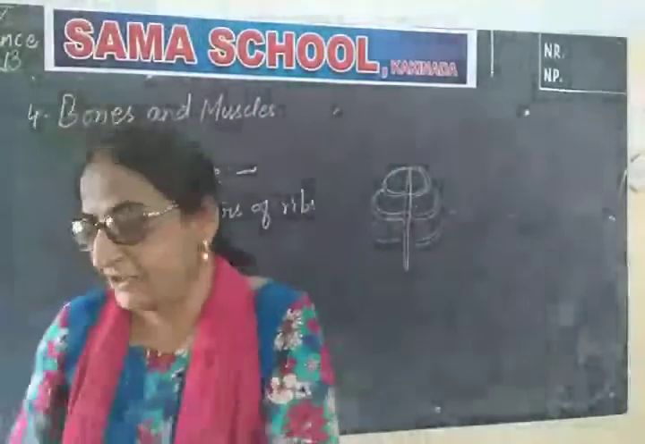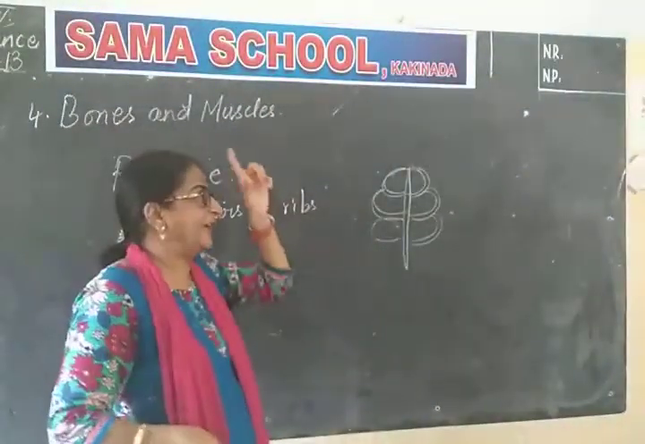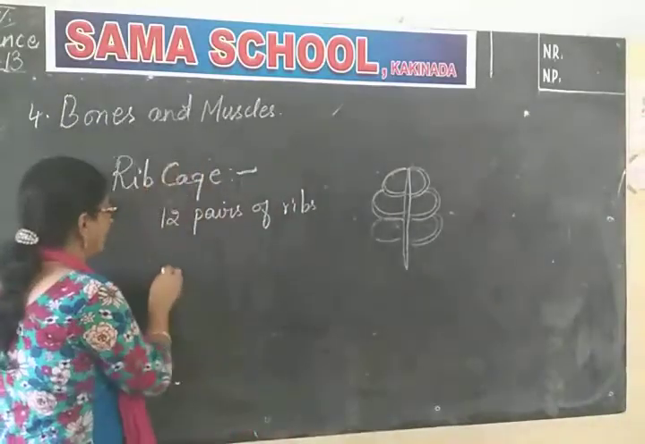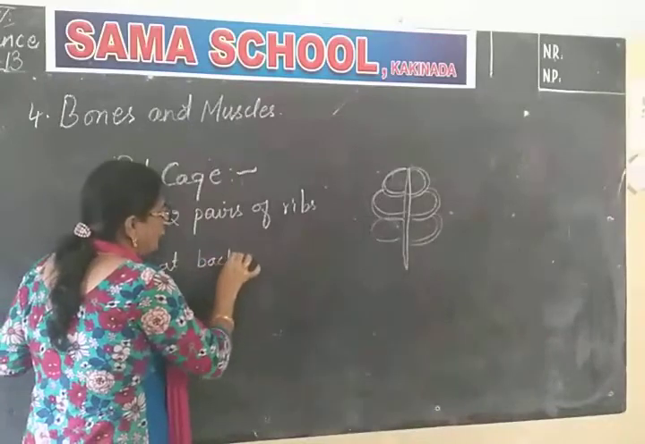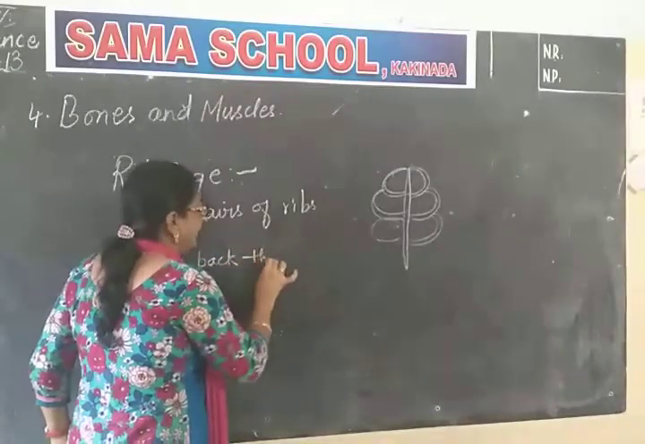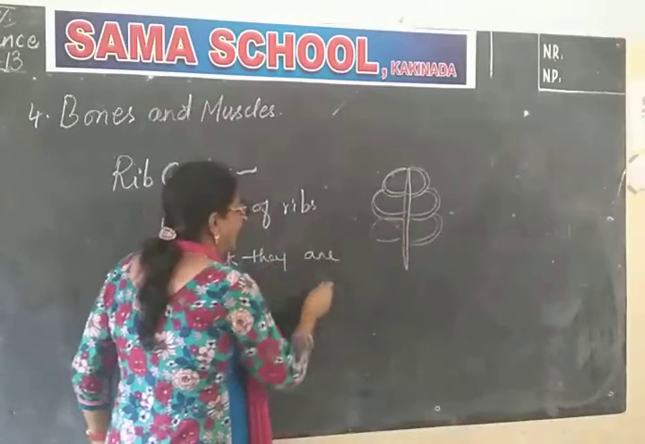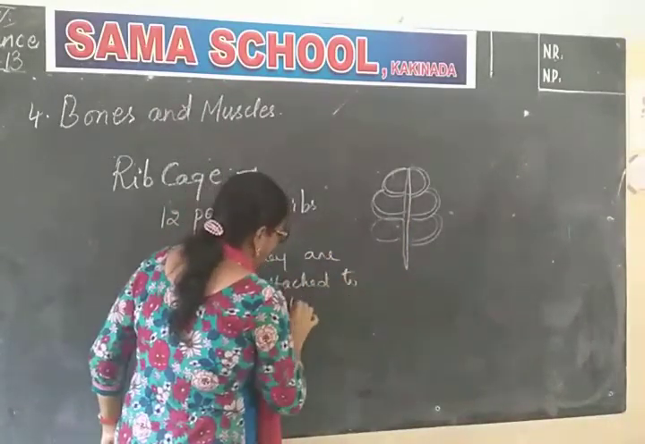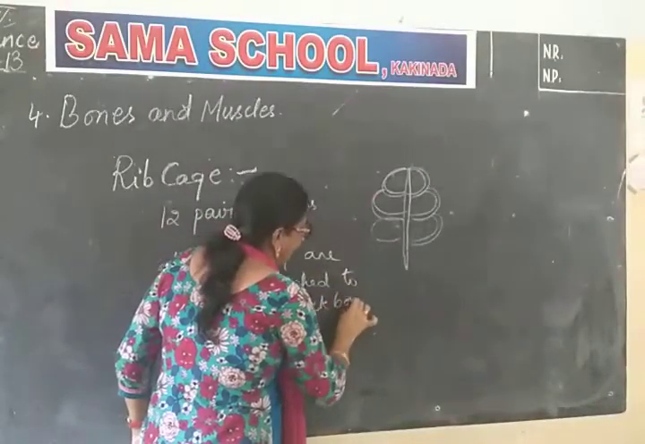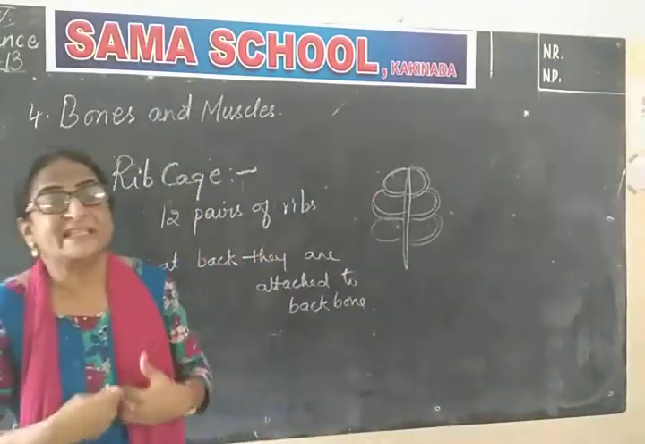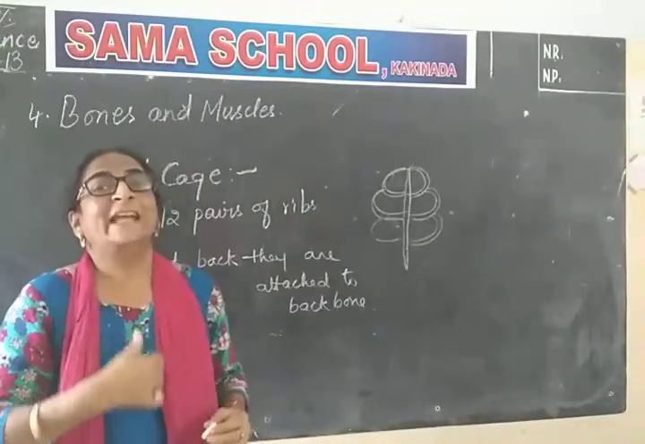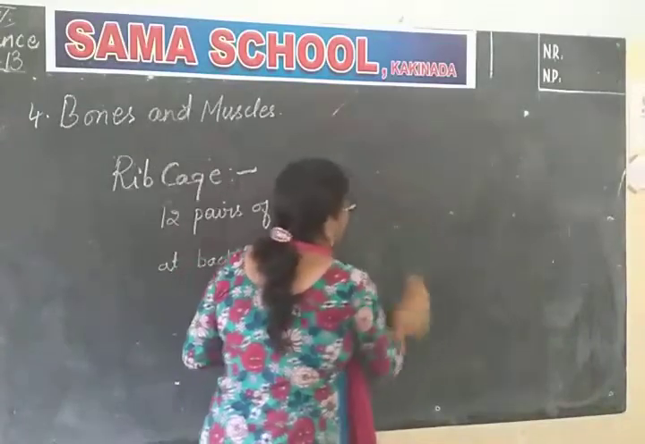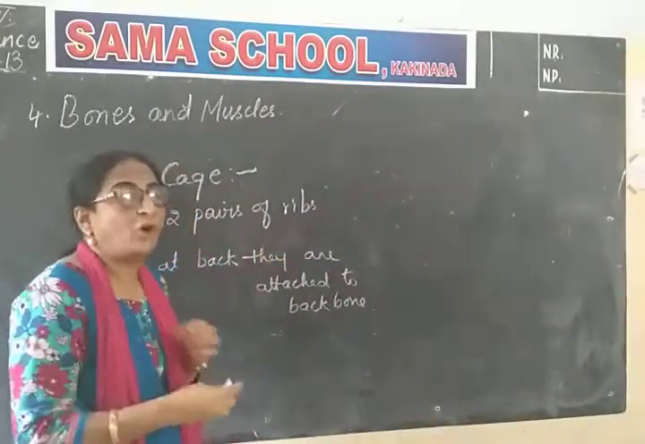10 pairs are attached. They form a network, and they are attached to the front bone. At the back, these ribs are attached to the backbone, and at the front they are attached to the chest bone or the breast bone, and that is called the sternum.